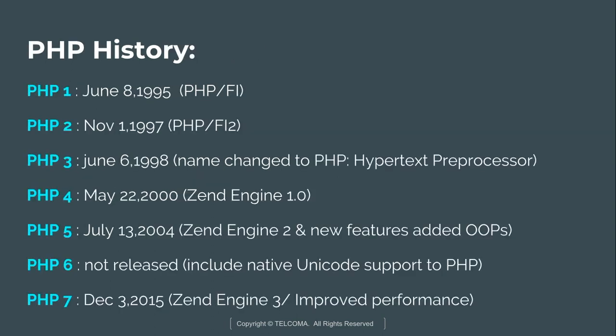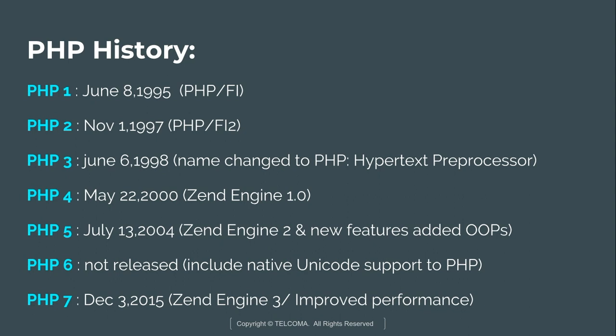Next is the PHP history. The first PHP version was released on June 8, 1995, and at that time the name of the language was PHP, which stands for Personal Home Page, and FI stands for Form Interpreter. After that, on November 1, 1997, the second version of this language was released, named PHP 2. Its name was similar, Personal Home Page Form Interpreter version 2.